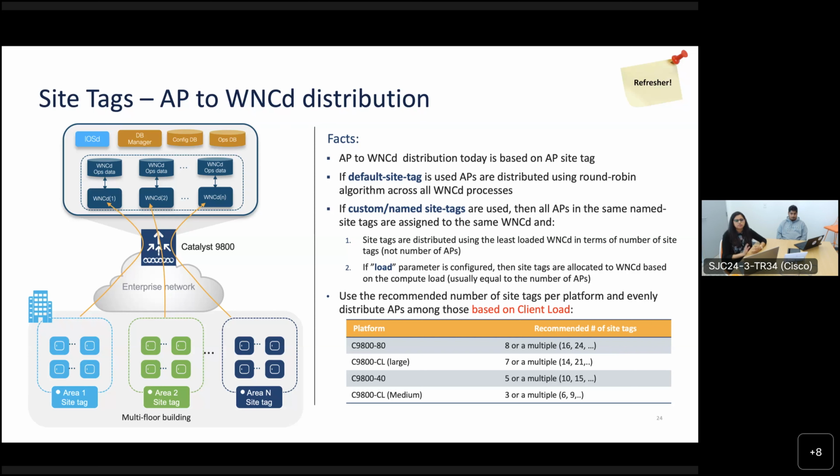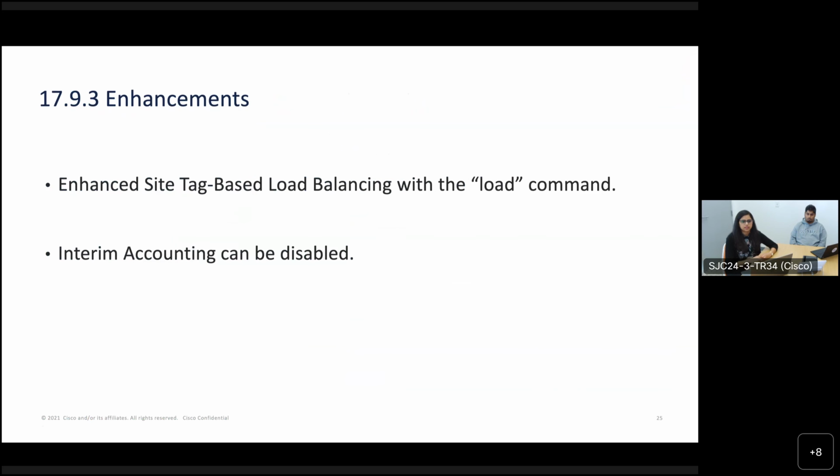Based on that, you can configure your site tags. Earlier, at least, there were recommendations on the number of site tags based on the platforms, and a lot of mental math was required to calculate how many APs per site tag and everything. In order to overcome this issue, we have come up with an enhancement in 17.9.3. This is the enhanced site tag based load balancing.